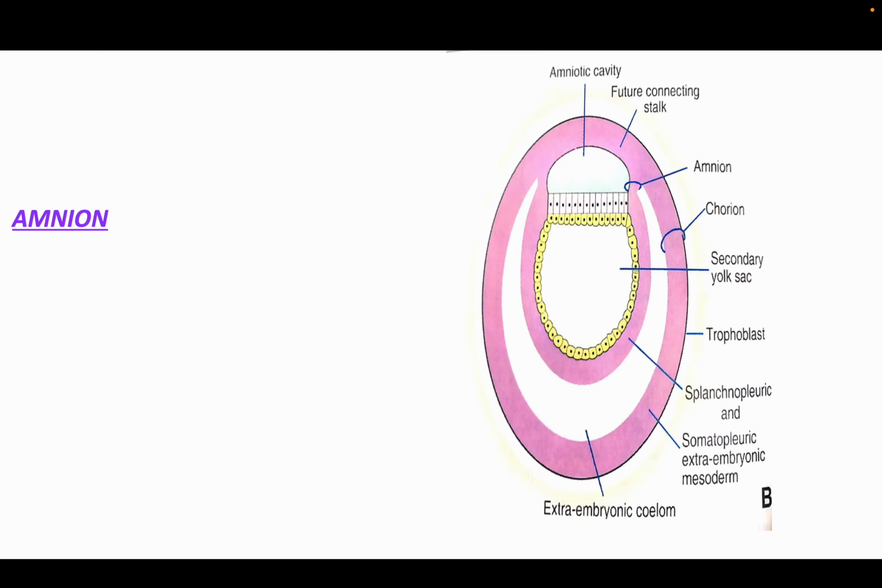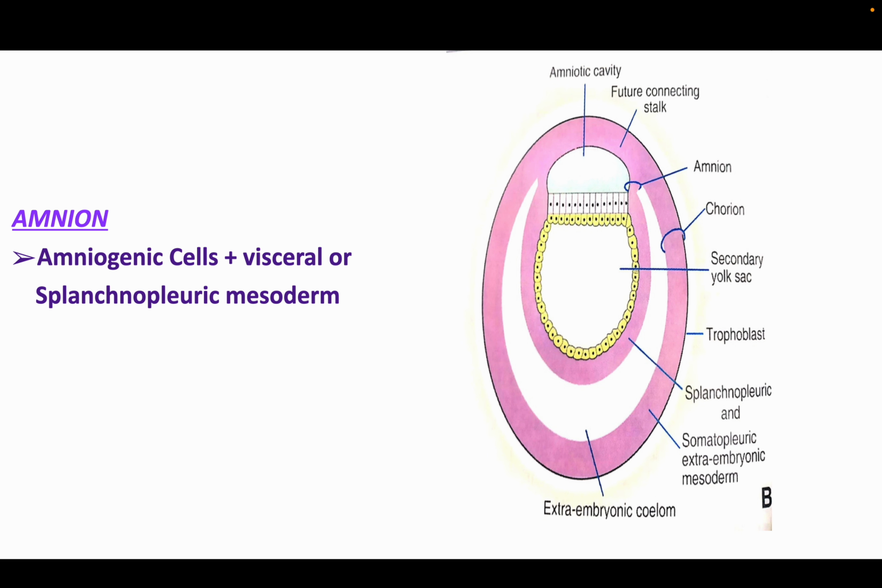Now coming to this amnion. Amniogenic cells plus the visceral or splanchnopleuric mesoderm form the amnion, you can see here. Because we know that the extraembryonic coelom divides the extraembryonic mesoderm into two layers, that is somatopleuric and splanchnopleuric. Now this splanchnopleuric mesoderm and the amniogenic cells are going to form the amnion.